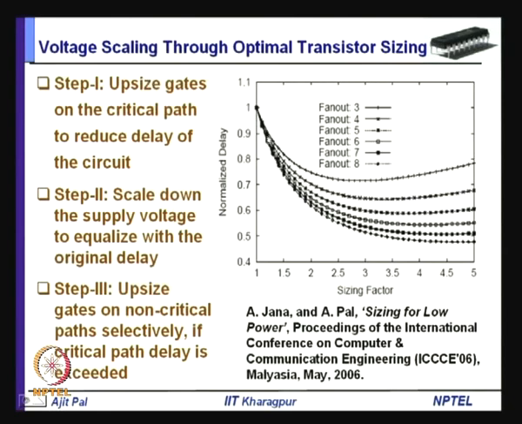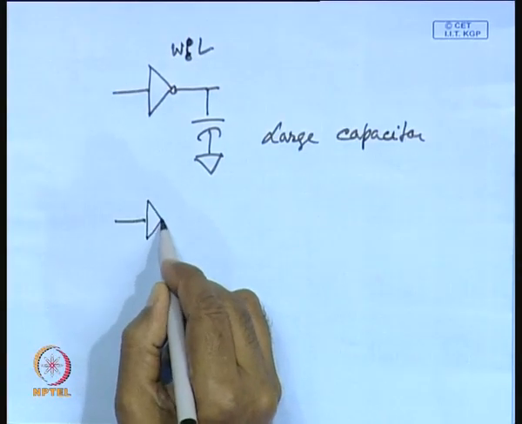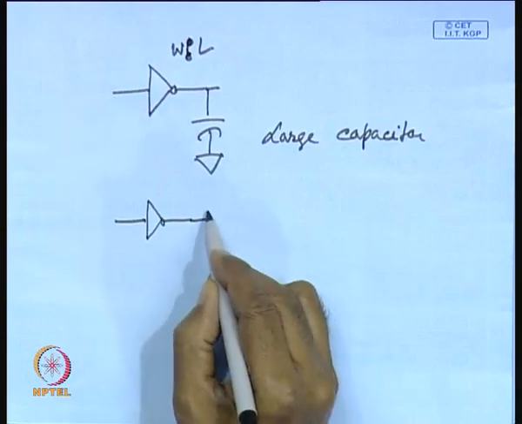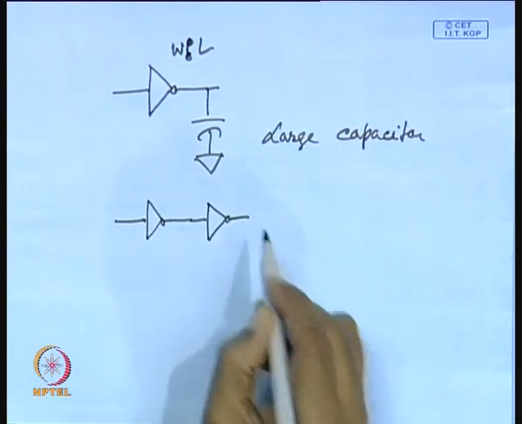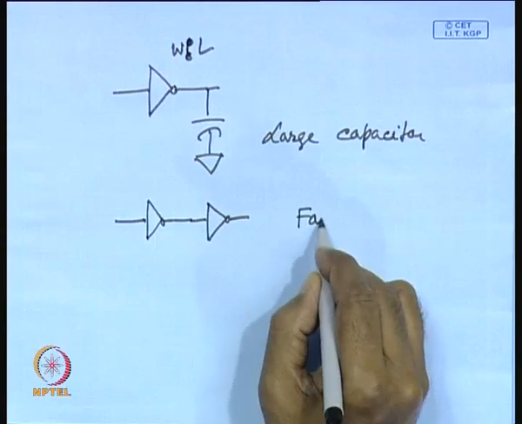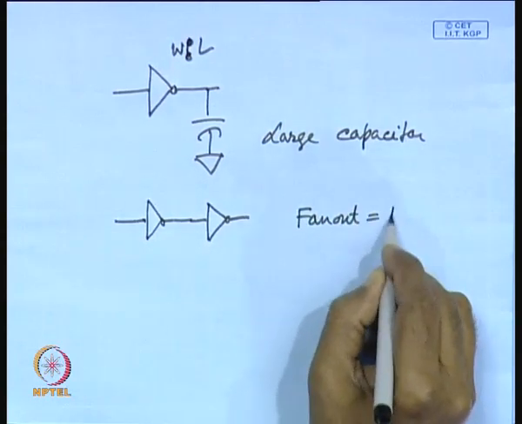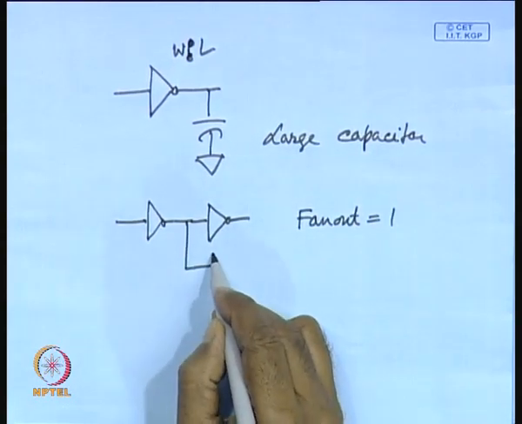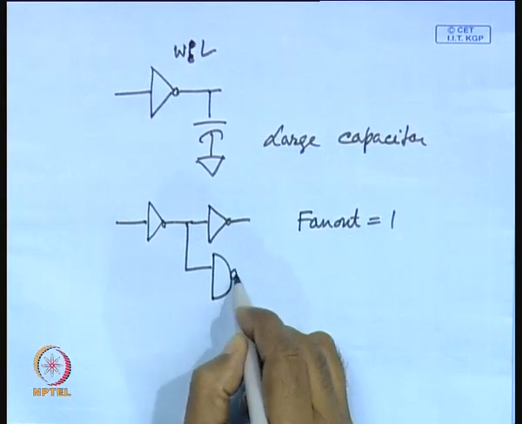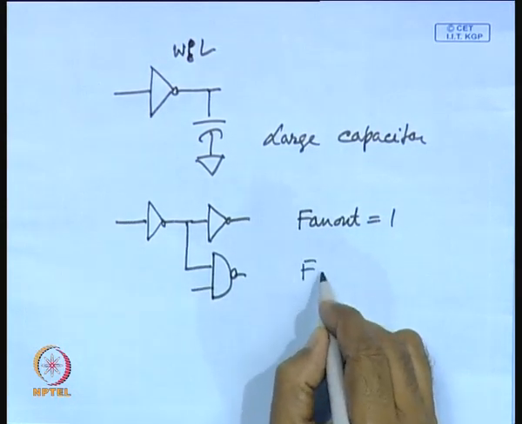So, here we have done some experimentation. You can see as the fan out increases, fan out means, suppose you have got an inverter. If it is driving only one inverter, the fan out is 1, fan out is equal to 1. If it is driving say another gate, then fan out is 2.